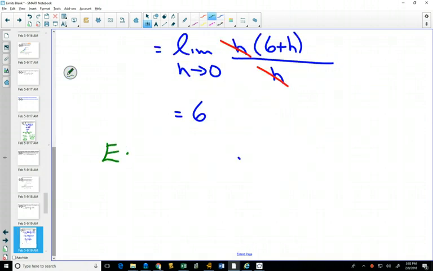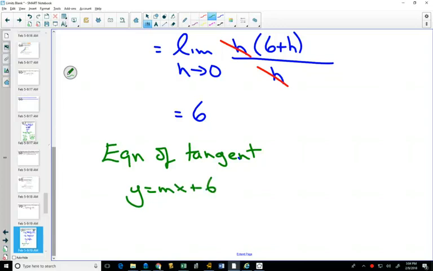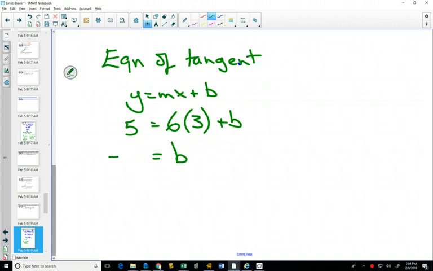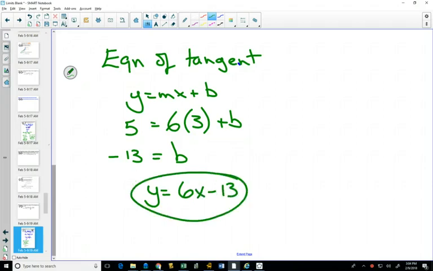Again, we can find our equation. We know that our slope is 6. It's going through the point 3, 5. B is equal to negative 13. So our equation of our line is y equals 6x minus 13.